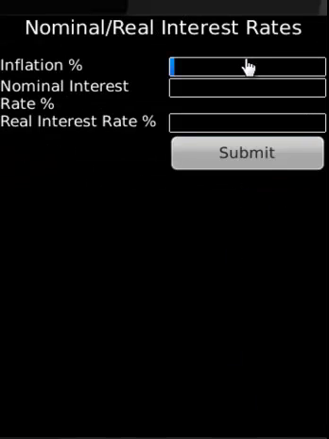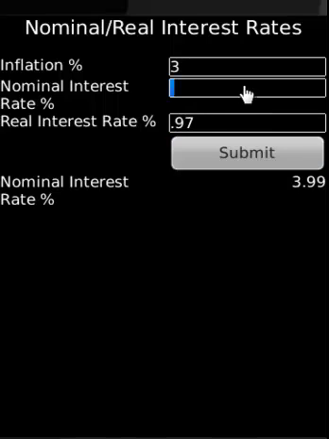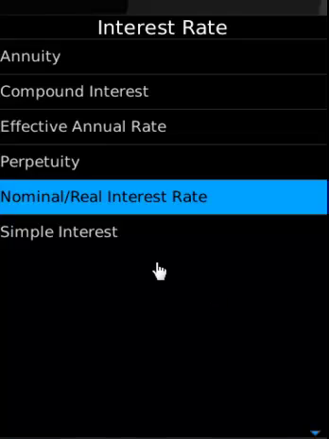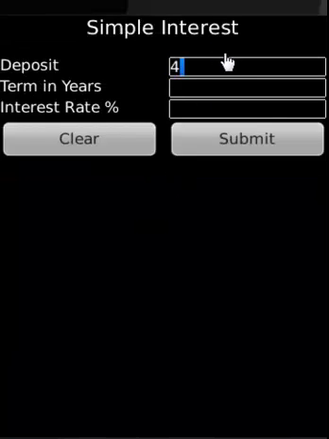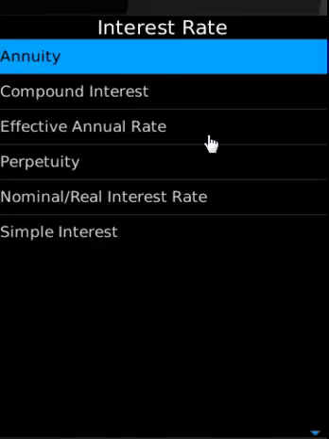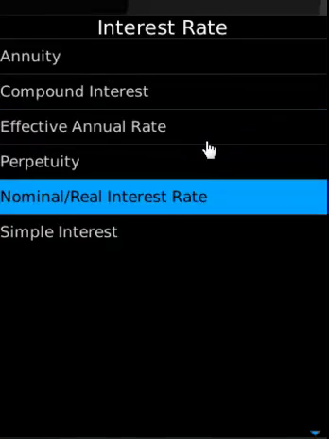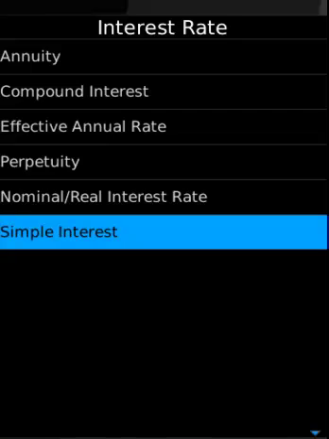Nominal and real interest rate. 3% inflation, nominal is 4%, so that's the real interest rate. If the real interest rate is 0.97, let's find the nominal, that's what the nominal is. Now let us find the inflation, and that's what it is. Simple interest: deposit, term in years and interest rate, so that's the simple interest. So we just covered annuity, compound interest, effective annual rate, perpetuity, nominal and real interest rate, and simple interest rate. Thank you.